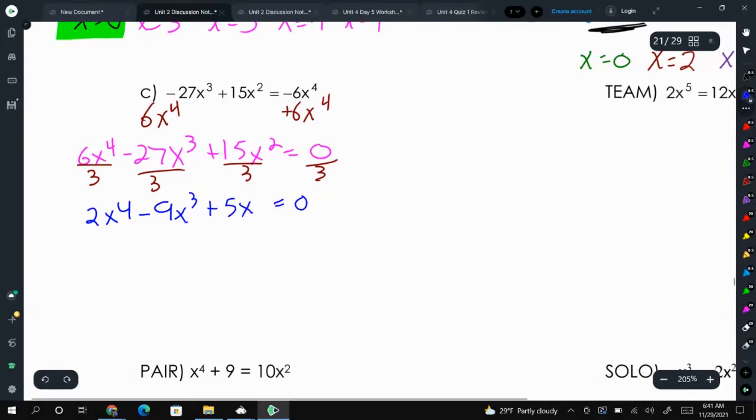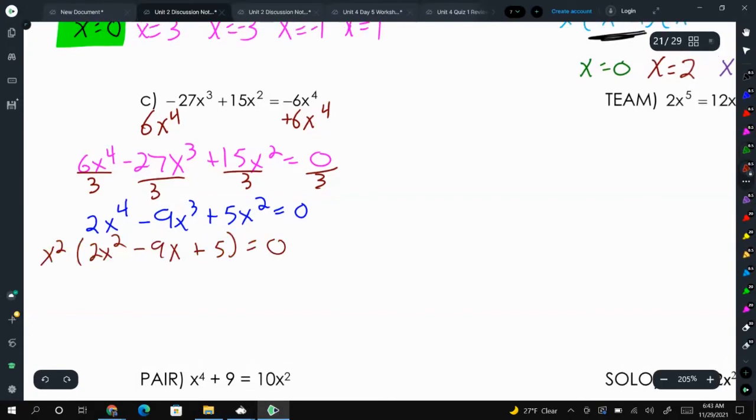Now I'm going to factor out an x squared because all of these have an x squared in common. So x squared, and then I'm left with 2x squared minus 9x plus 5 equals 0. And then we've got to look, what can we do with this? Can we factor that? Well, two numbers that multiply to 10, because we multiply a times c, but add up to negative 9, well, there are no two numbers. And we learned that when we can't factor something, we have to use the quadratic formula.